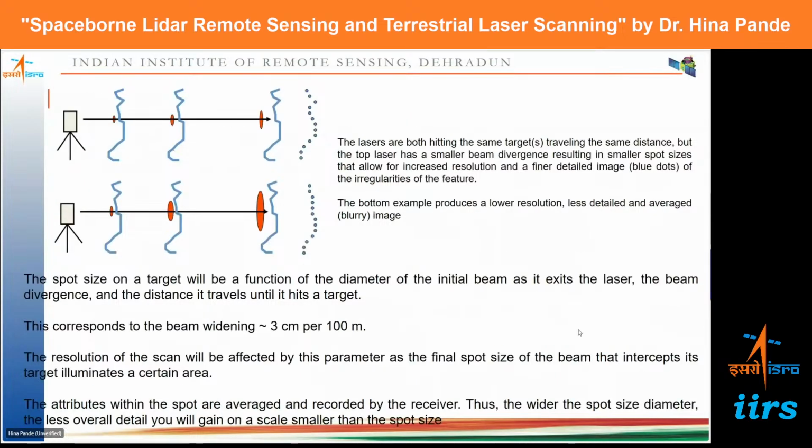Okay. Now this corresponds to beam widening of approximately 3 centimeters per 100 meters. And the resolution of the scan will be affected by this parameter, as the final spot size of the beam that intercepts its target illuminates a certain area. Now the attributes within the spot will be averaged and recorded by the receiver. Therefore, we can conclude that the wider the spot size diameter, the less overall detail we will gain on a scale which is smaller than the spot size.